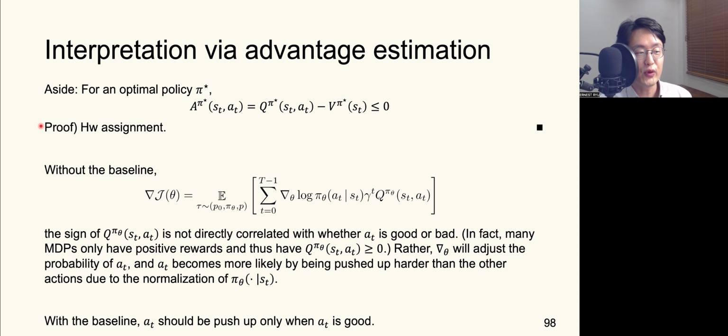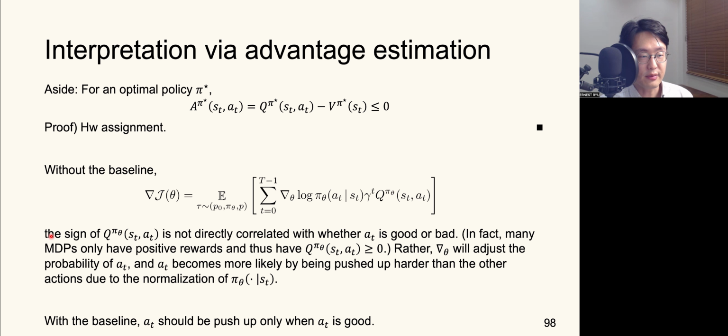As an aside, if you have an optimal policy pi star, then the advantage function with respect to the optimal policy pi star is necessarily non-positive, because the optimal policy necessarily chooses the best action. So whatever action you choose cannot possibly be better than the action that the optimal policy pi star would choose. If you want to prove this yourself, this is a relatively straightforward exercise.